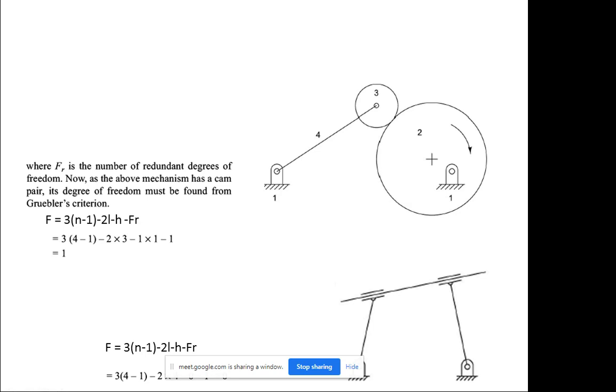So minus 1 has been treated here. This type of consideration is taken as a redundant degree of freedom, so you have to take minus 1 extra. Same way in the second problem here.